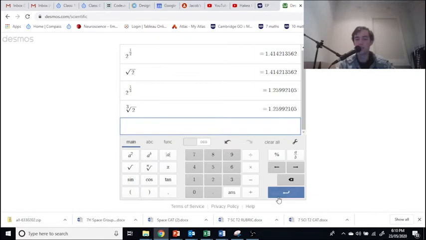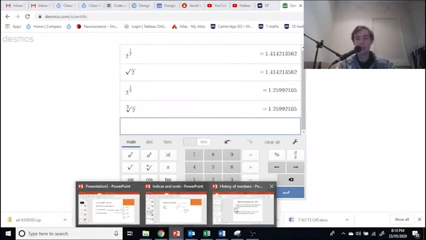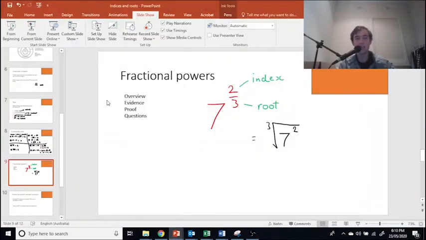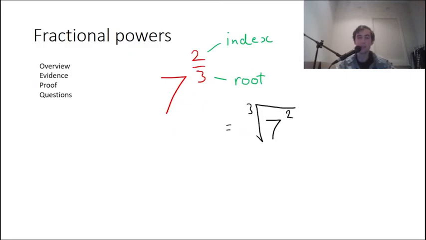Alright, so I've just shown you some evidence. Now I'm going to show you some proof. Evidence is not the same as proof. Proof in maths is showing that it works for every possible question. So let's just prove that 2 to the power of 1/2 equals square root.